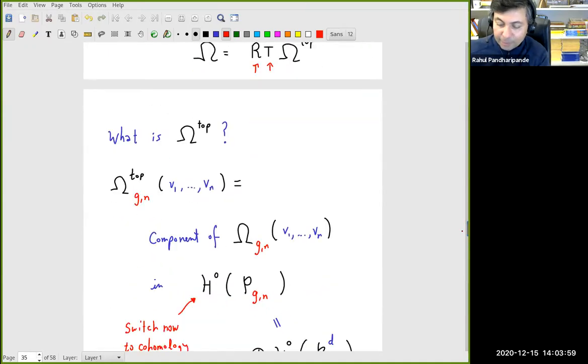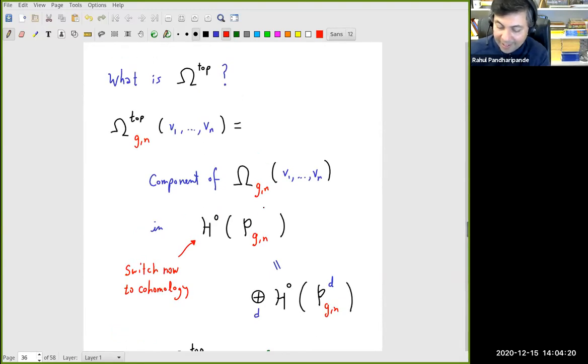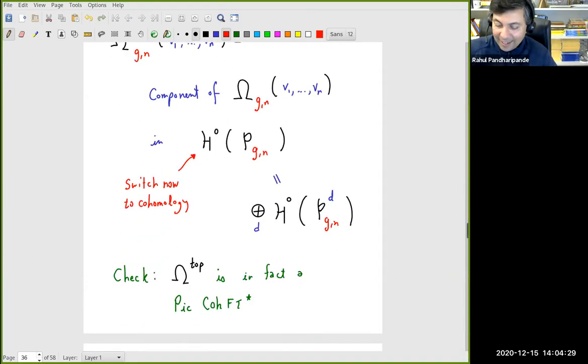So what is the topological part? The topological part is itself in its own right a full CohFT, and it's the component of the CohFT you start with that's in the H0, in the fundamental class. Switch now to the cohomology. And I warn you that this Picard CohFT has a fundamental class in every degree, and you have to check that this is in fact a Picard CohFT.